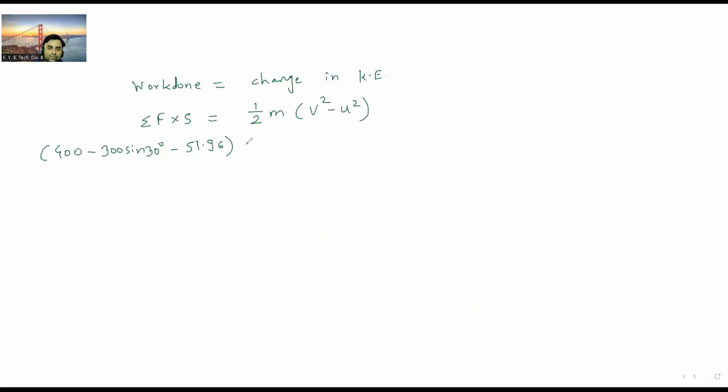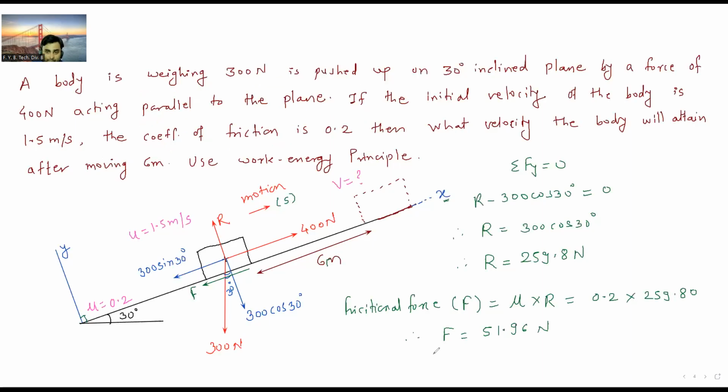Okay. So this is equal to half into m. So now what is the value of m? Here you can see the weight of the body is 300. Weight of the body is 300. Now what is the value of m then?